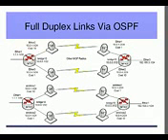Full duplex links via OSPF. This is people doing wireless. In Mikrotik you can do the dual end stream, which is the proprietary extension on 802.11. Dual end stream means you have two cards.